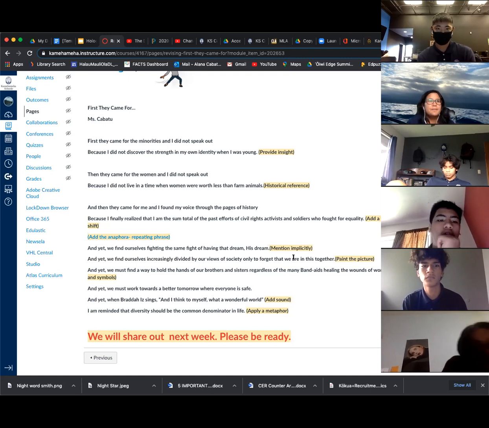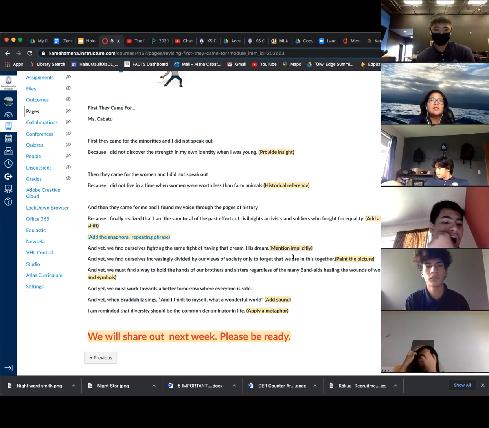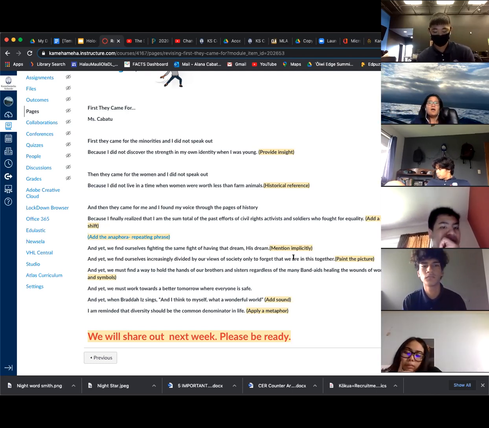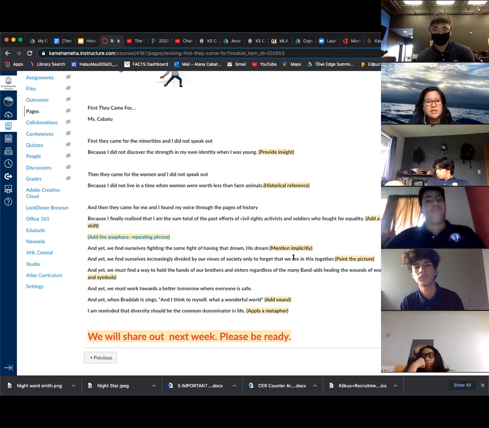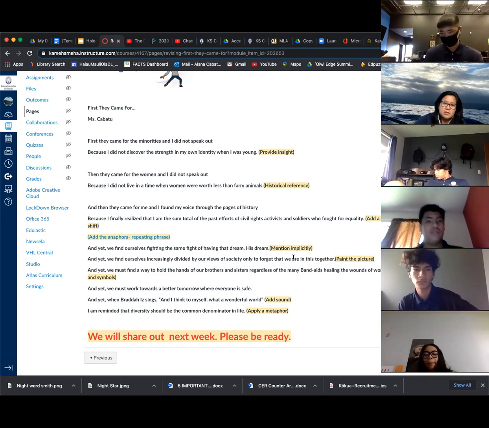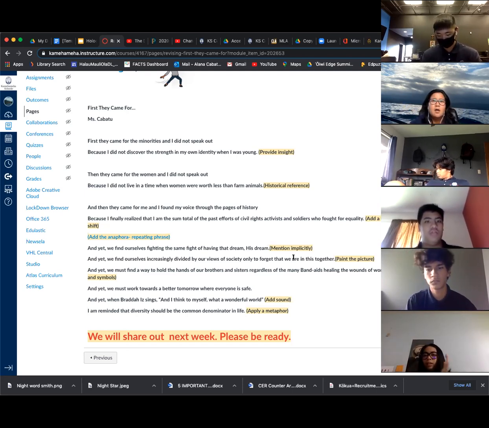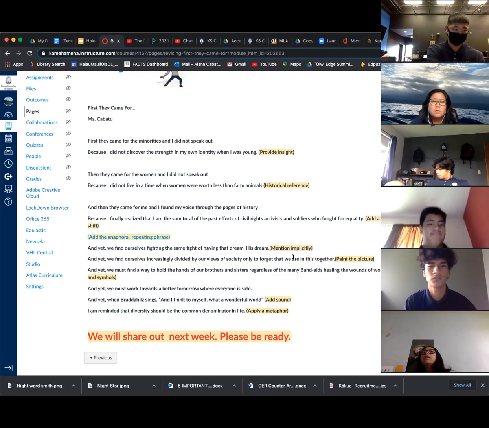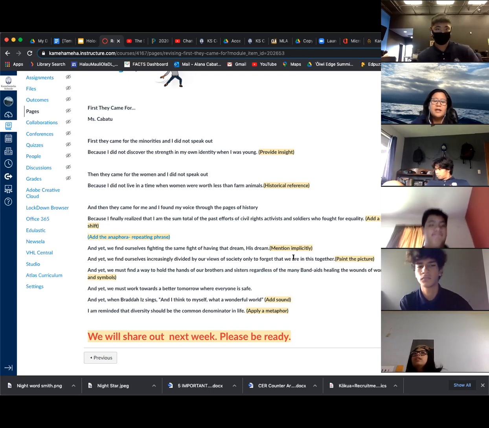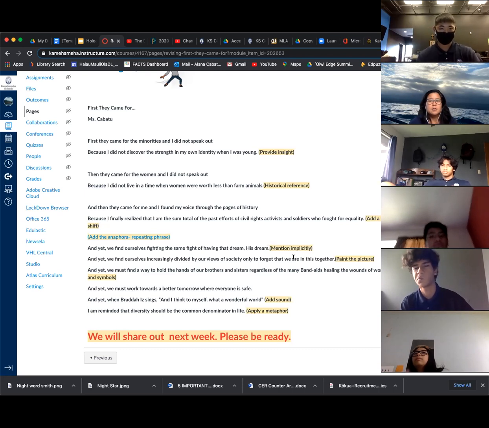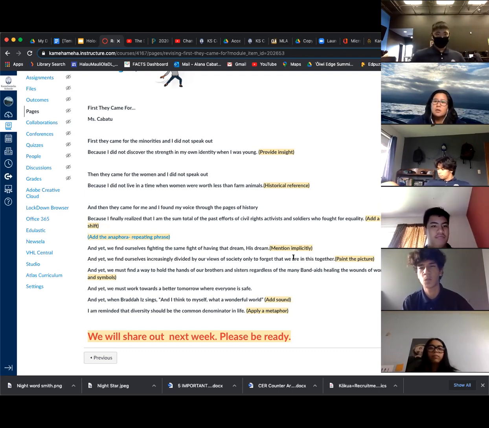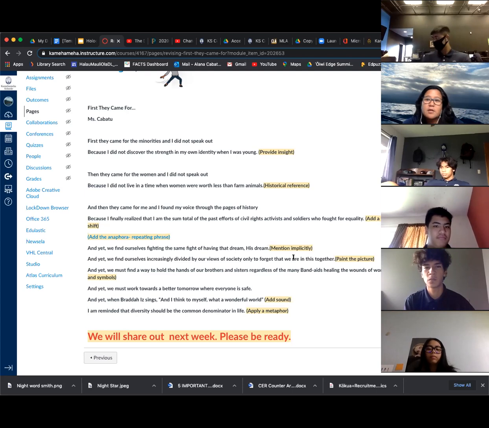Like this, the next line. And yet we must find a way to hold the hands of our brothers and sisters. I'm using the reference of the I Have a Dream speech with the brothers and sisters reference. Okay. Regardless of the many band-aids healing the wounds of words. Imagery. Band-aids are healers. What else could be a healer, right? Essential oils. Just joking. All right. So figure that out. Okay.